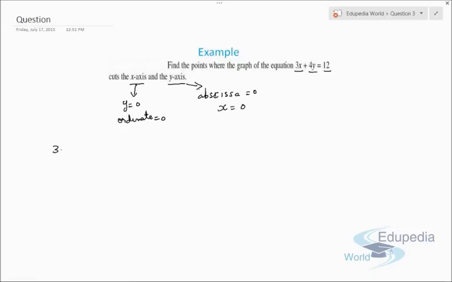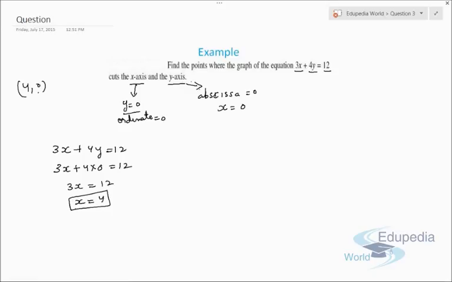Now suppose this is the equation 3x plus 4y equals 12. For the first point, if we want to find where the graph of the equation cuts the x-axis, then we can put y as 0. So it will come out to be 3x plus 4 into 0 equals 12. So 3x equals 12. So x will be equal to 4. So the point where the equation cuts the x-axis will be (4, 0).